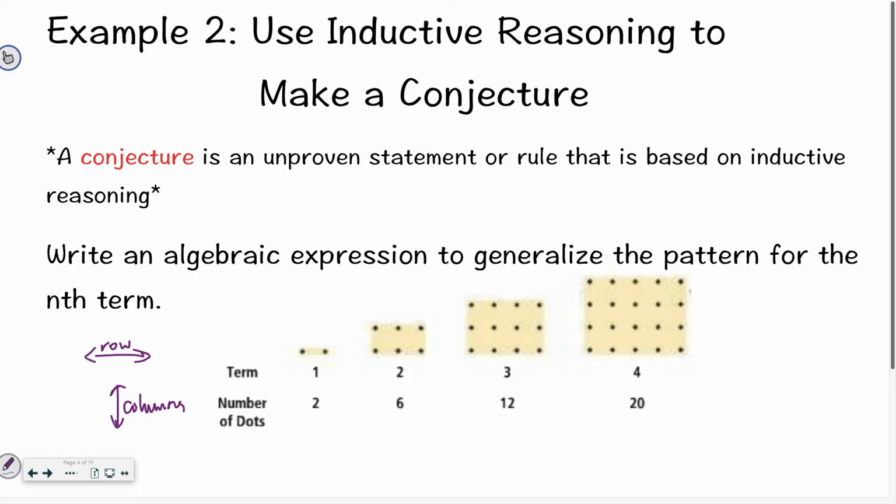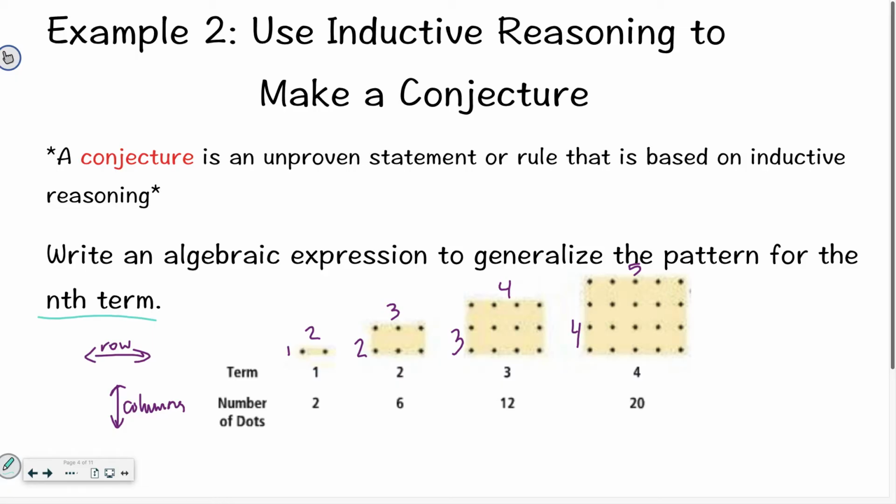So I have one row, and I have 2 columns. In the second term, I have 2 rows and 3 columns. In the third term, I have 3 rows and 4 columns. The fourth term, I have 4 rows and 5 columns. So, interesting. If I compare these, I can say, if I want to find something for the nth term, that could be the 5th term, the 6th term, the 7th term, it could be the 100th term. But I'm not going to specify. I'm going to use n instead.